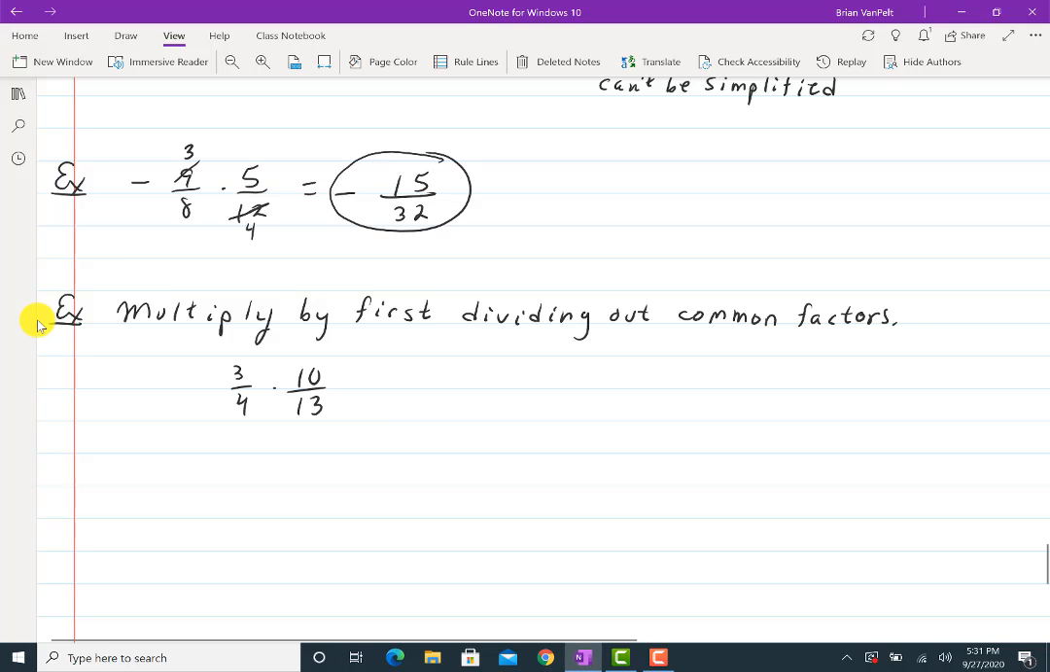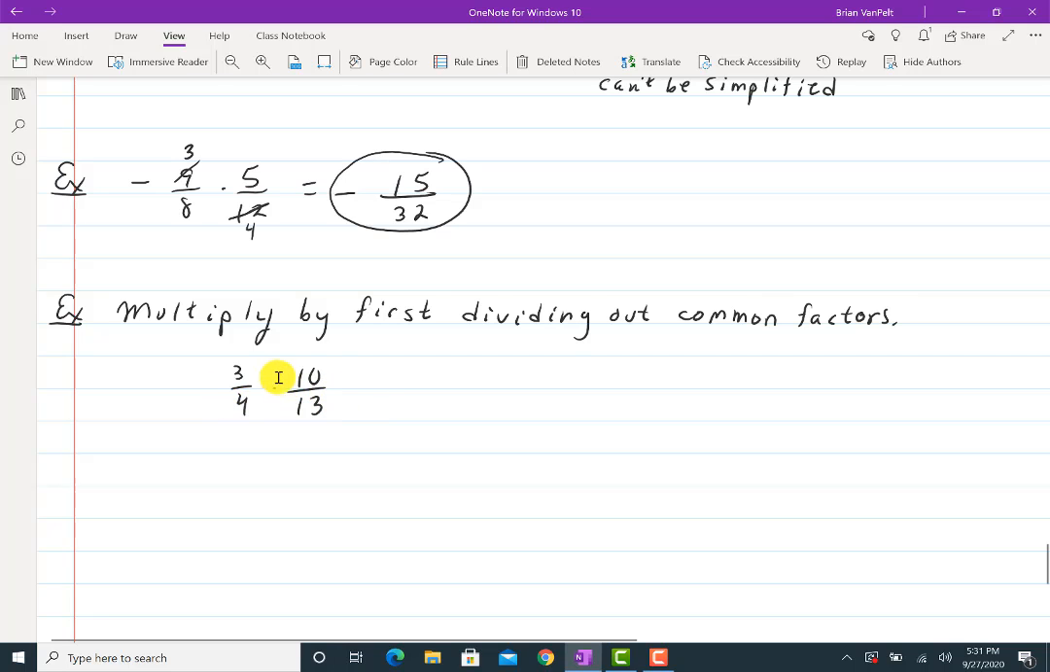I look at my 3, and I look at the denominator here. Is there anything that goes into both 3 and 4? No. The only things that go into 4 are 2's, so I can't use that. 13's a prime number, so nothing goes into 13, so I can forget about 3 doing any kind of canceling with these numbers in the denominator.